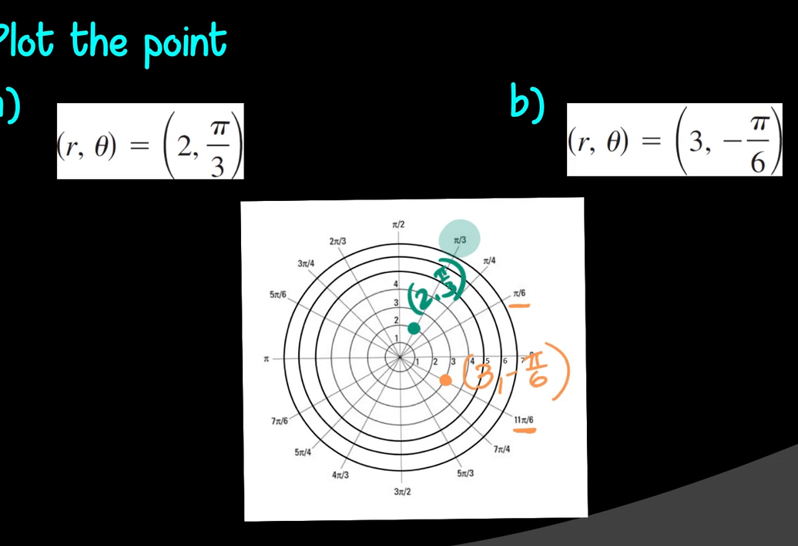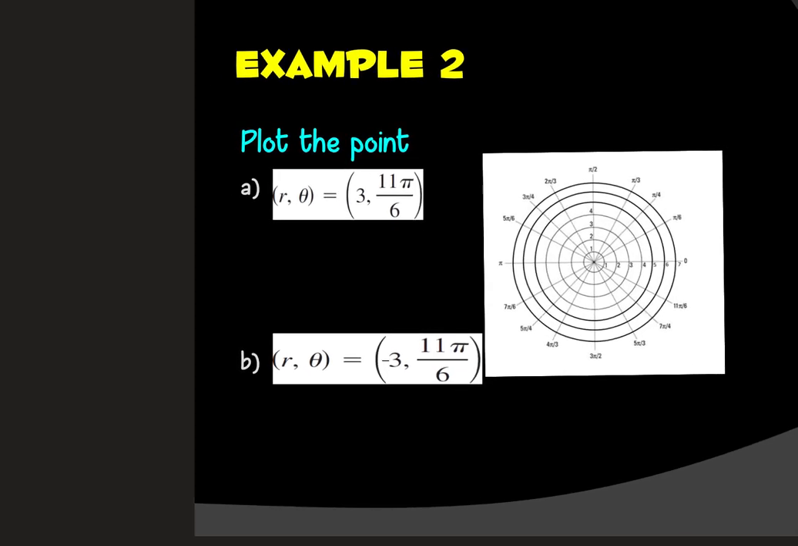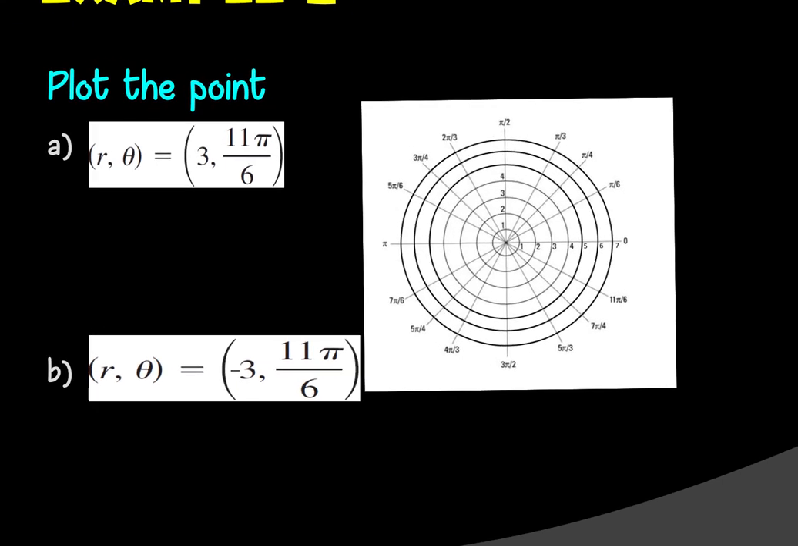Good so far? Yes? Okay. You do A, and then I'll help you with B, but do A first. All right, 11 pi over 6 is in that fourth quadrant. 3 would be the third ring. So that's (3, 11 pi over 6).